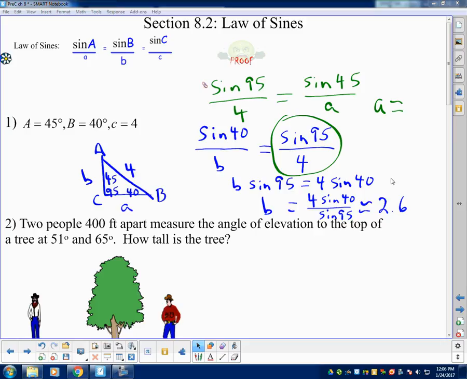What does A equal? 2.8. That's what I was going to guess. 2.8. Good. Okay, so that's a basic problem just using the law of sines. So let's get into some word problems.